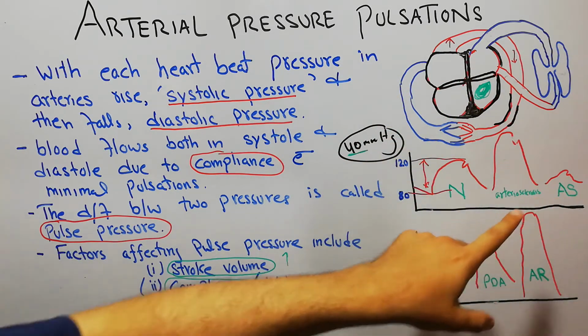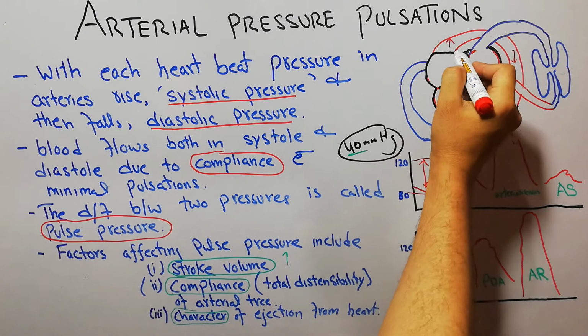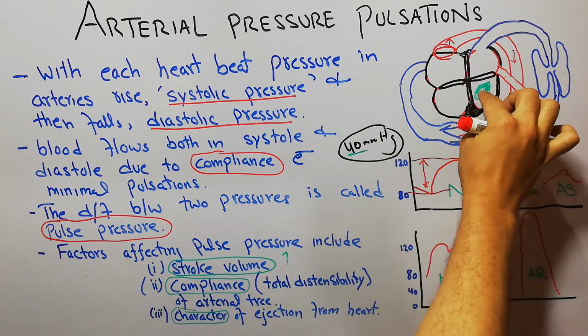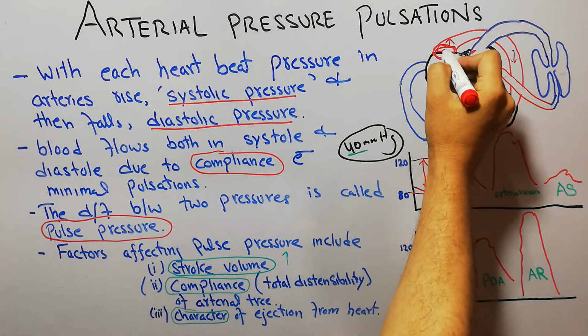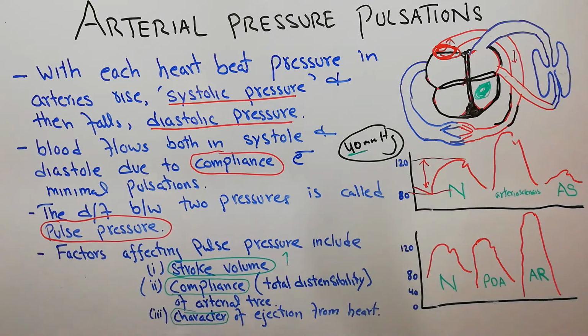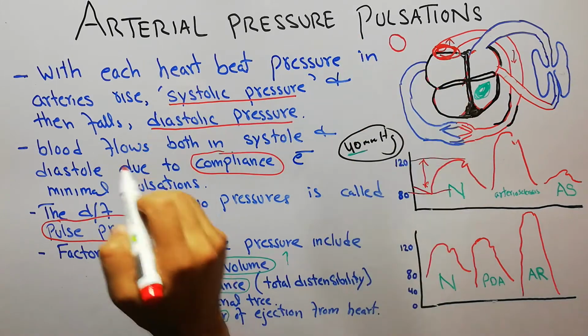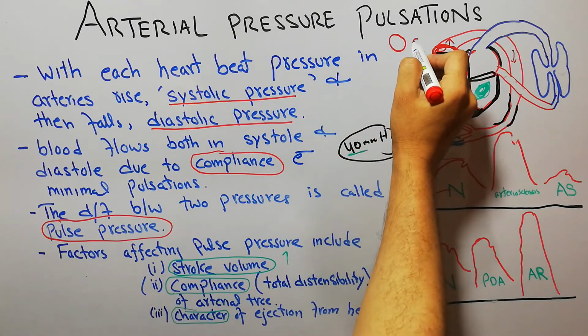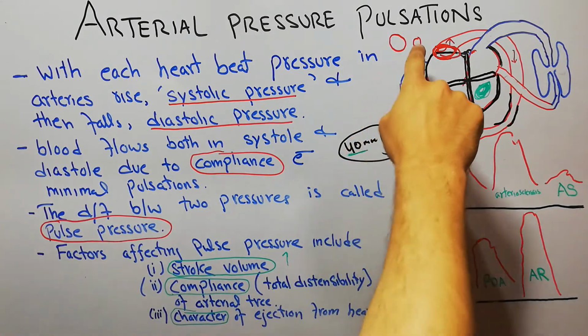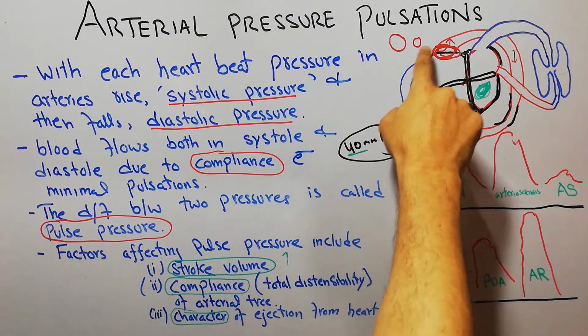Now another abnormality is aortic stenosis. Here is the left ventricle, and it is pumping the blood into the aorta. But at the start of the aorta, here we have a valve that is known as the aortic valve. Normally it's like this. In aortic stenosis, its size decreases to this much. When the size of the valve is decreased due to some abnormality, the flow of blood through this valve is decreased.